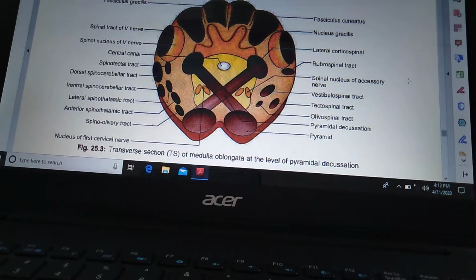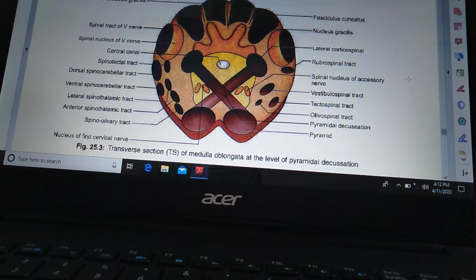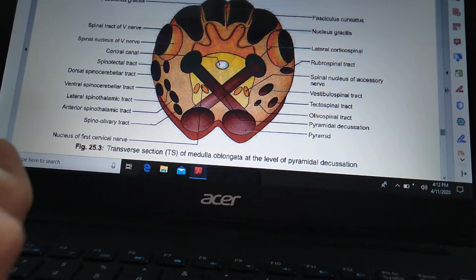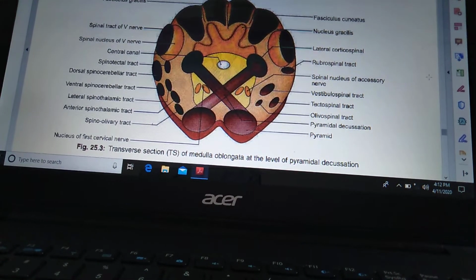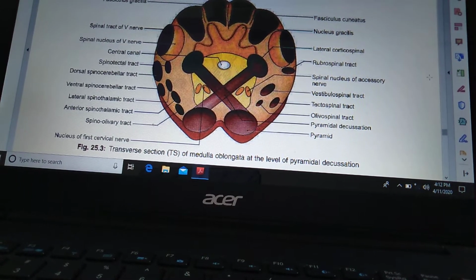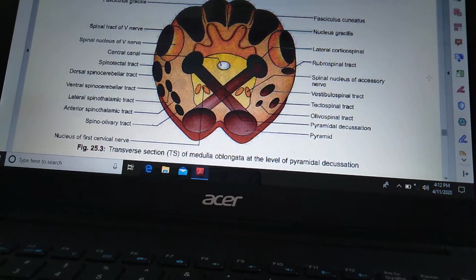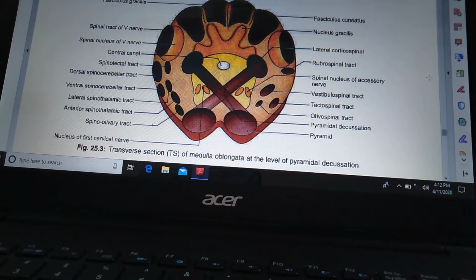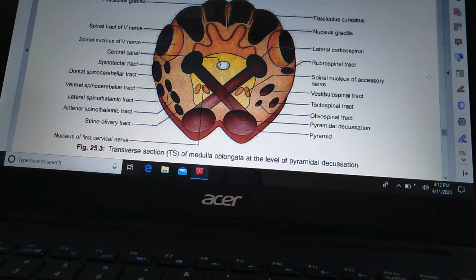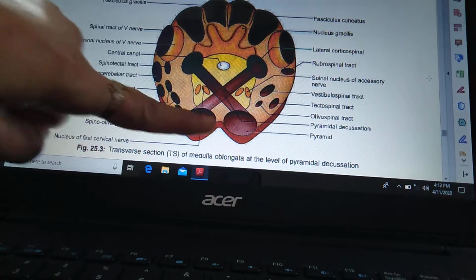The first, that you can see in the diagram, is the transverse section through the lower part of the medulla passing through the pyramidal decussation. Here you can see it resembles the transverse section of the spinal cord, as it is also showing the three funiculi and some of the tracts that are similar to the spinal cord. Here in the white matter you will find the pyramids that are present anteriorly. Here you can see the pyramids.